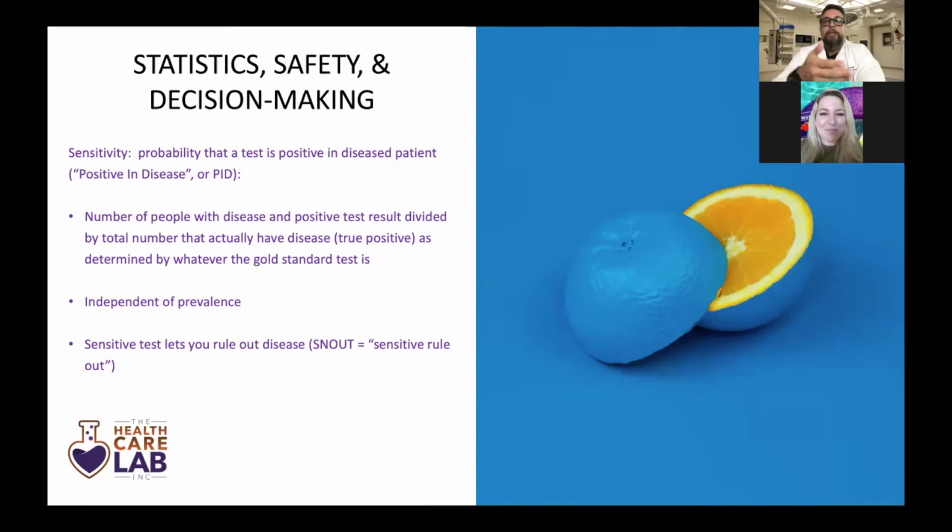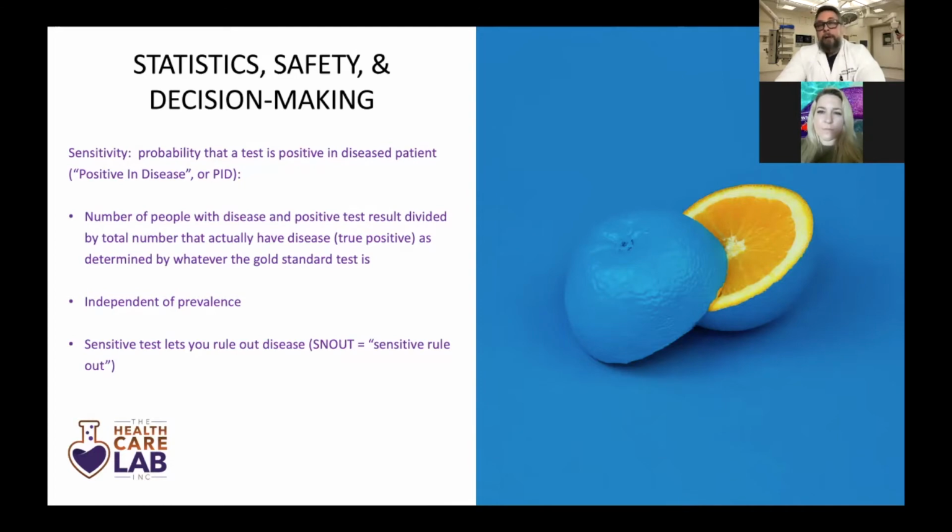Some of the basic definitions we need to know include sensitivity and specificity. Sensitivity is the probability that a patient who is positive on a test for a disease actually has the disease. An easy way to remember it is PID, or pelvic inflammatory disease. So the chance that a test is positive among people who have a disease, PID, that's the sensitivity of the test. Really, it's the number of people who have the disease and a positive test result divided by the total number that actually have the disease, the ones that would be true positive by the gold standard.